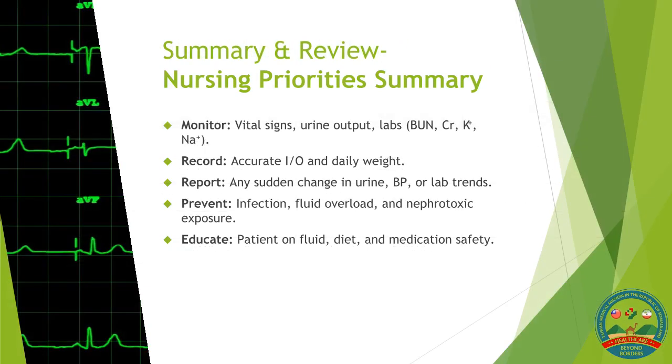To summarize the nursing priorities, we need to monitor vital signs, urine output, and key labs like BUN, creatinine, potassium, and sodium. Record accurate intake and output, and check daily weight. Report any sudden change in urine amount, blood pressure, or lab results immediately. Prevent infection, fluid overload, and exposure to nephrotoxic drugs. And finally, always educate patients on fluid control, proper diet, and medication safety.